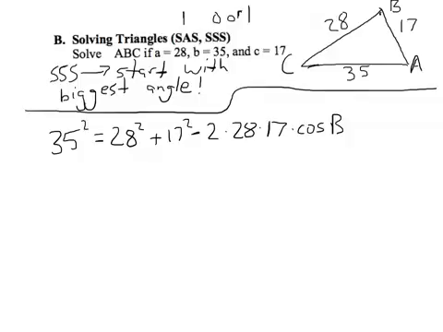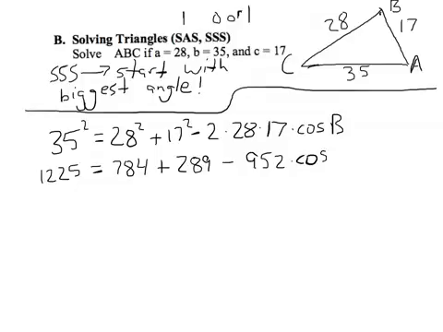So from this I would get 1225 equals 784 plus 17 squared is 289. 2 times 28 times 17 is 952, and that's times cosine of B. And then I'm just going to work my way until I have solved for angle B.